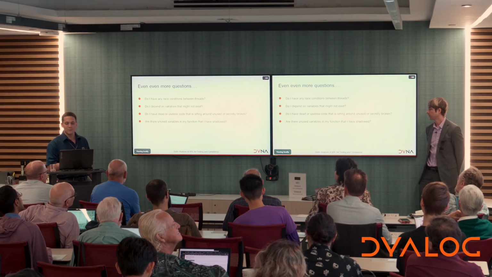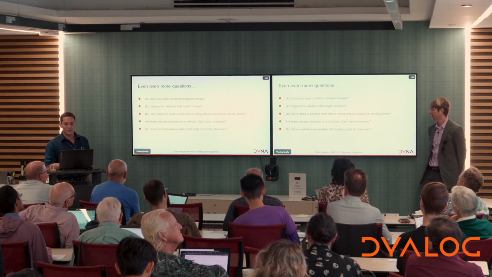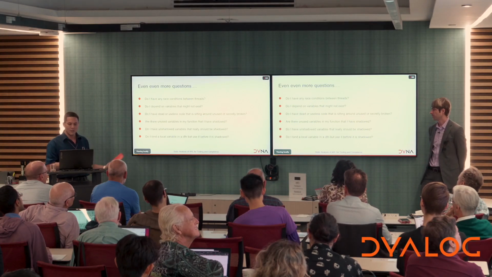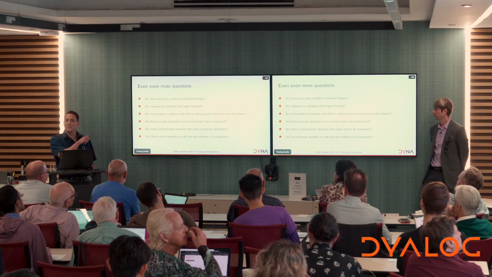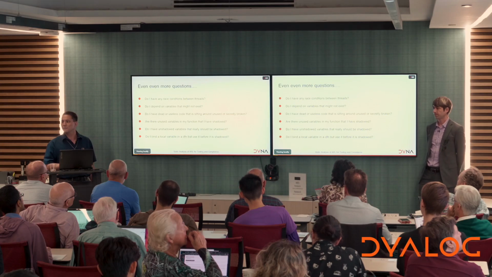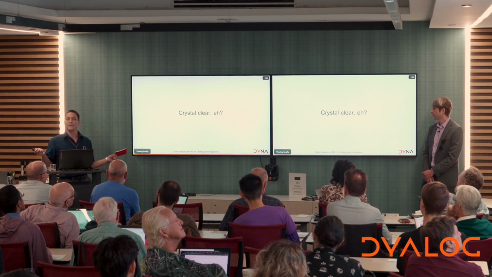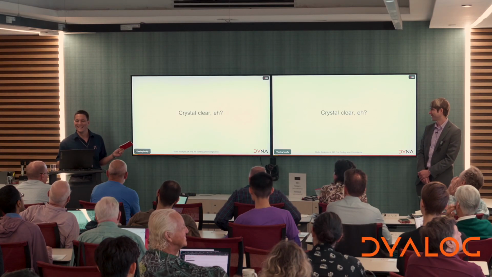Are there unused variables in my functions that I've shadowed? Do I have unshadowed variables that really should be shadowed? Do I have any local bindings in defuns that I've actually secretly used beforehand, but I shadowed them later on? Crystal clear, eh? Good?